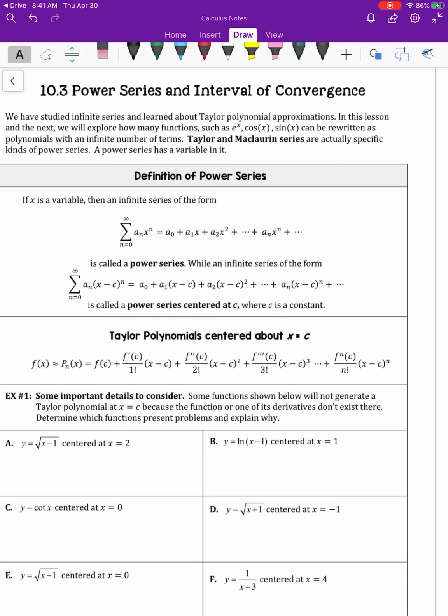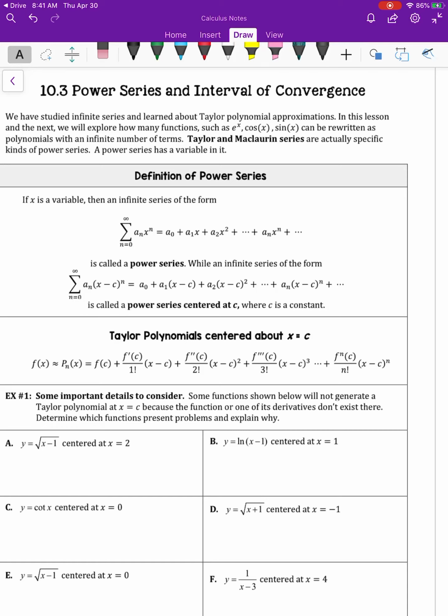A power series has a variable in it. If x is a variable, then an infinite series of the form summation from n equals 0 to infinity a sub n times x to the n is equivalent to a sub 0 plus a sub 1 times x plus a sub 2 times x squared plus a sub n times x to the n plus and so on, going on into infinity. This is called a power series.